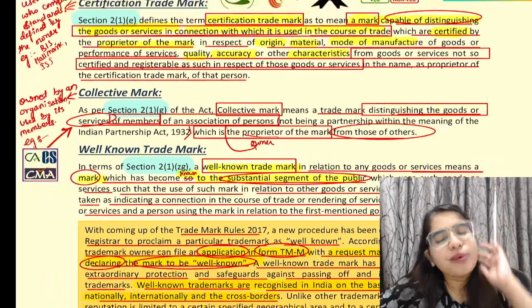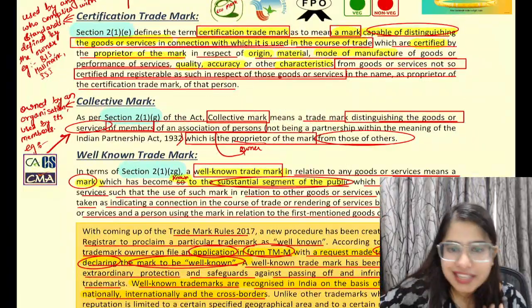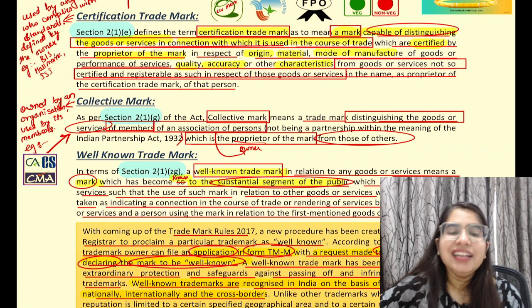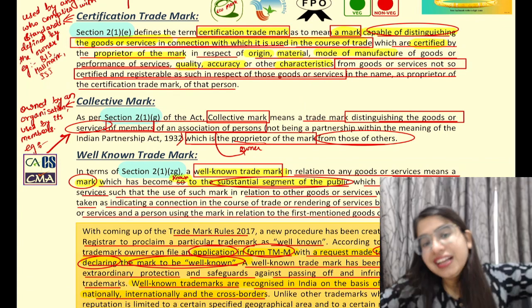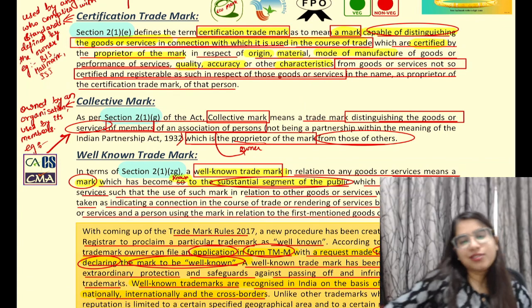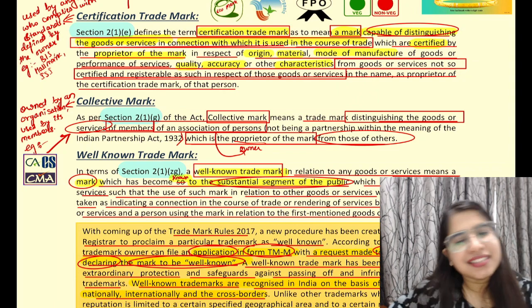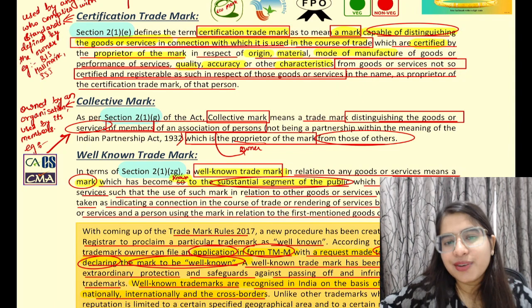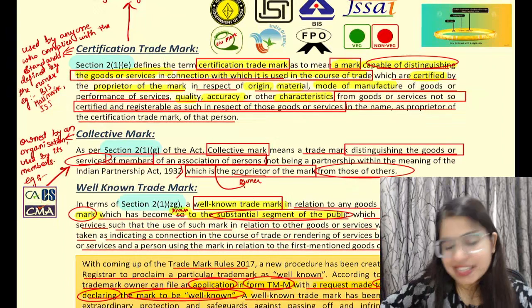I told you, if I talk about CS, I'm using the trademark CS, but I'm not the owner of CS. ICSI, which is an AOP, an association of persons, is the proprietor of this mark. ICSI is the owner of this mark. I hope everyone is crystal clear with the collective mark.